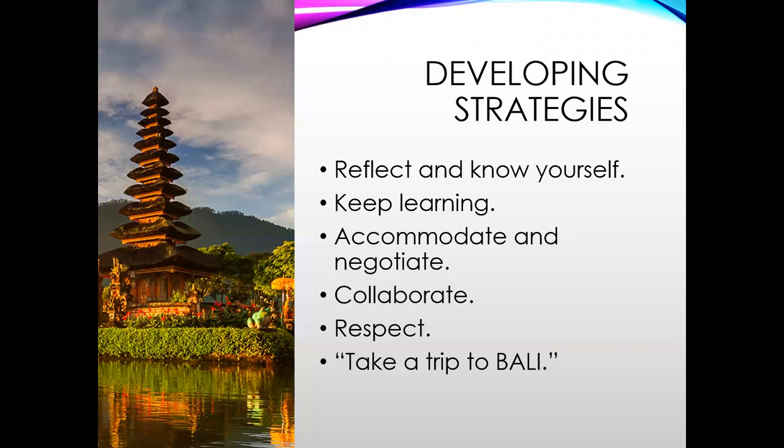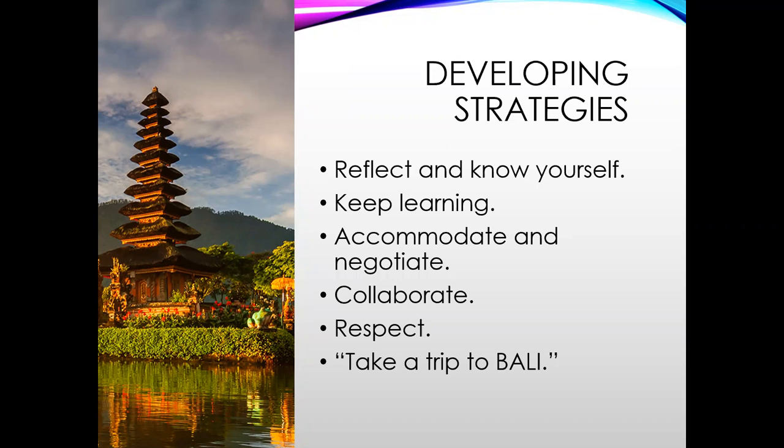Developing strategies. So how are you going to improve yourself? We're going to reflect. We need to know ourselves. We need to understand our own cultural values and practices and appreciate how they may differ from those held by other people around us. We need to consider how our own biases about people and groups may affect the care that we provide. And we need to learn from our mistakes. Remember, a mistake twice is a decision. We want to keep learning.